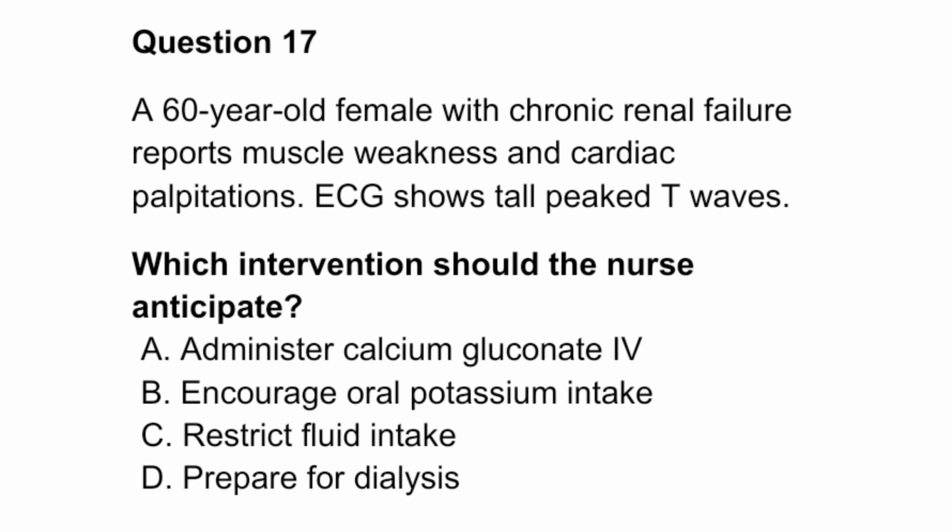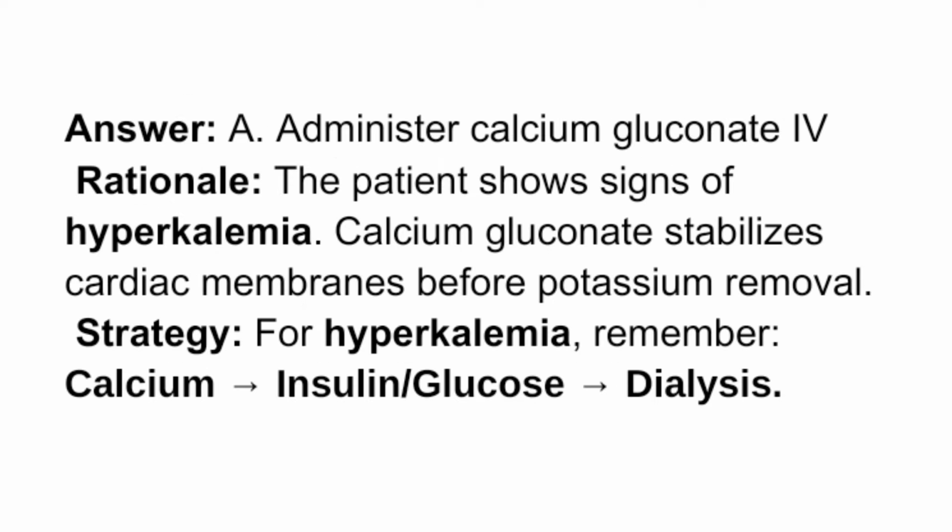Question 17. A 60-year-old female with chronic renal failure reports muscle weakness and cardiac palpitations. ECG shows tall peaked T waves. Which intervention should the nurse anticipate? A. Administer calcium gluconate IV. B. Encourage oral potassium intake. C. Restrict fluid intake. D. Prepare for dialysis. Answer: A.